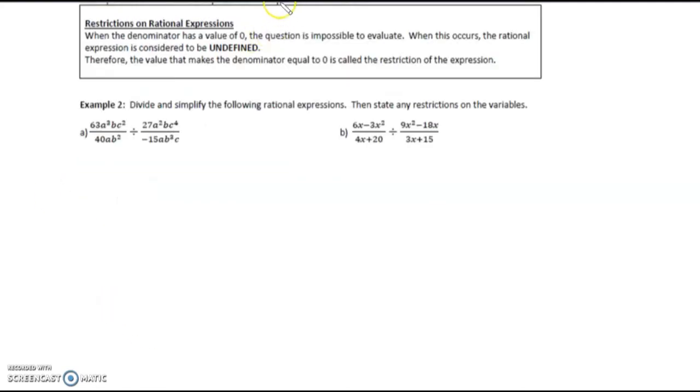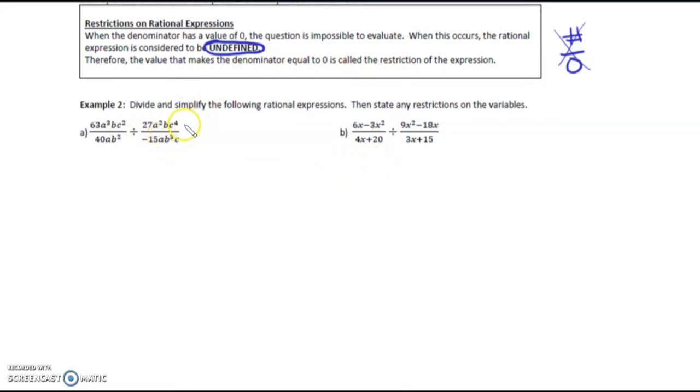So I want to highlight restrictions on rational expressions. When the denominator has a value of 0, the expression is impossible to evaluate. We can't have any number over 0. It doesn't exist. So when this occurs, the rational expression is considered to be undefined. Therefore, the value that makes the denominator equal 0 is called a restriction. And that's what we've been focusing on.